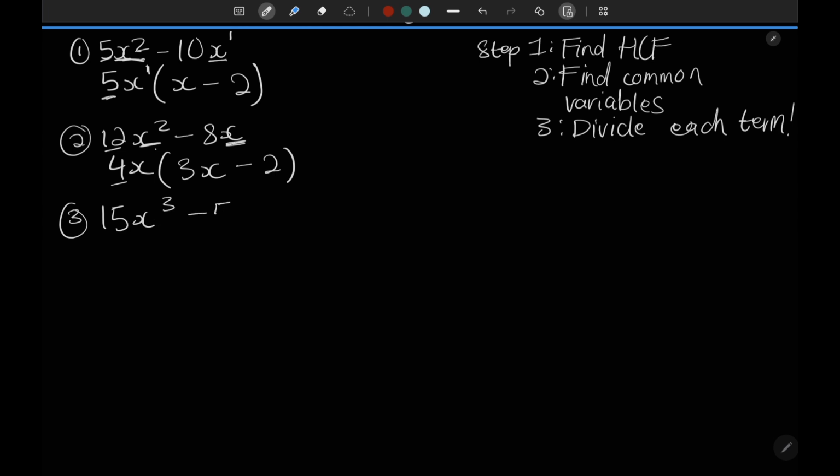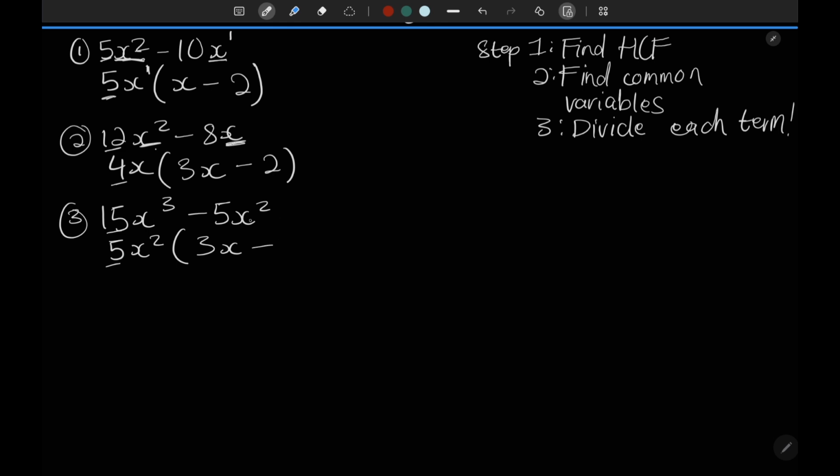15x cubed minus 5x squared. What's the first step? You find the HCF. Which number can go into 5 and 15 without leaving a remainder? The biggest one. It's 5. You can always verify with a calculator. So 5, x cubed and x squared. Which variable has the smallest power? It's x squared. So you write your x squared here, open a bracket, then 15 divided by 5 is 3. 3 minus 2 is 1. So you write this as x. Now negative 5 divided by 5 is minus 1. You don't have to write down your 1.